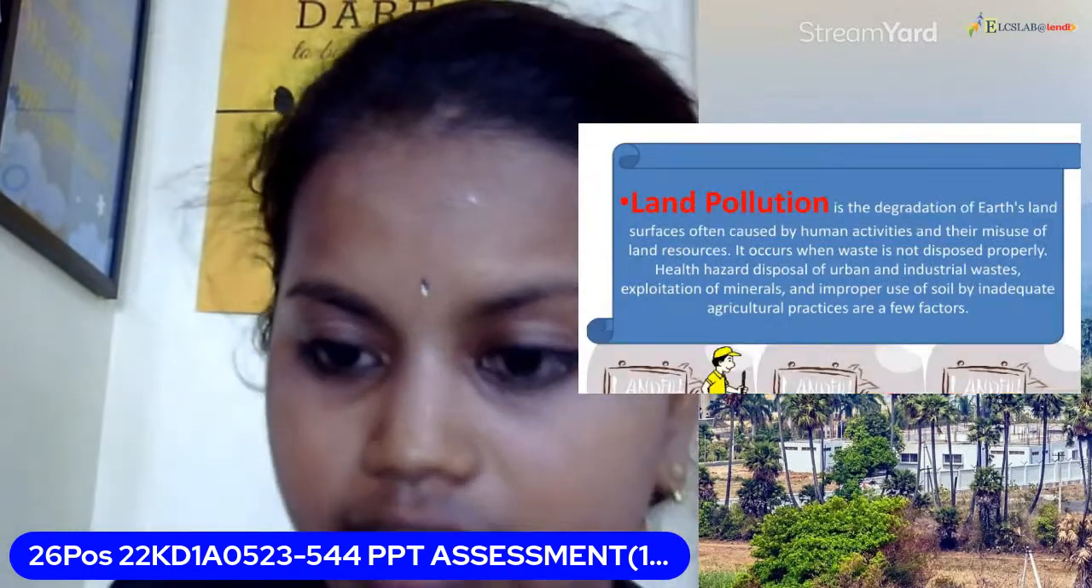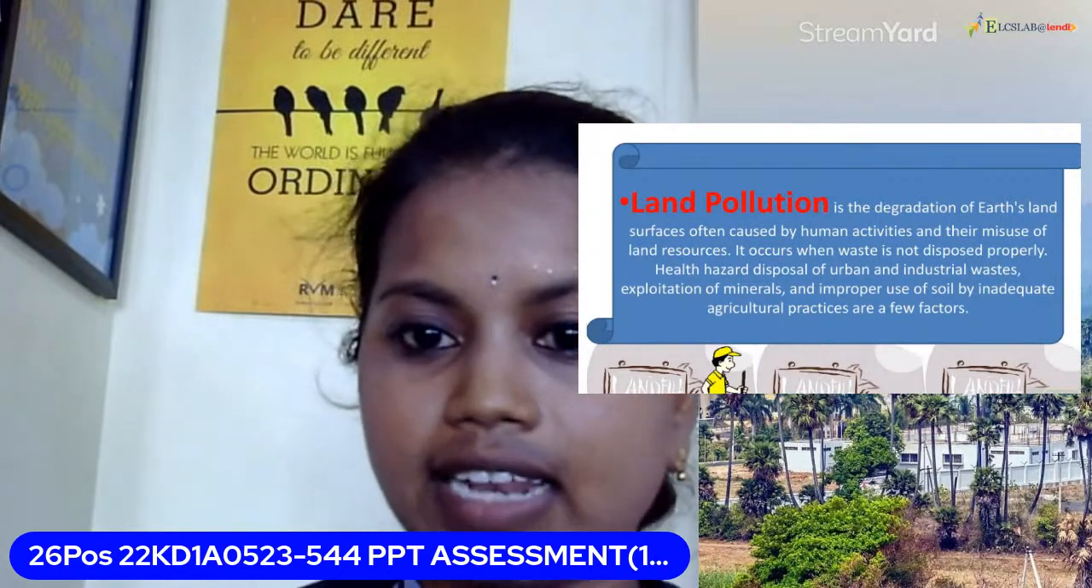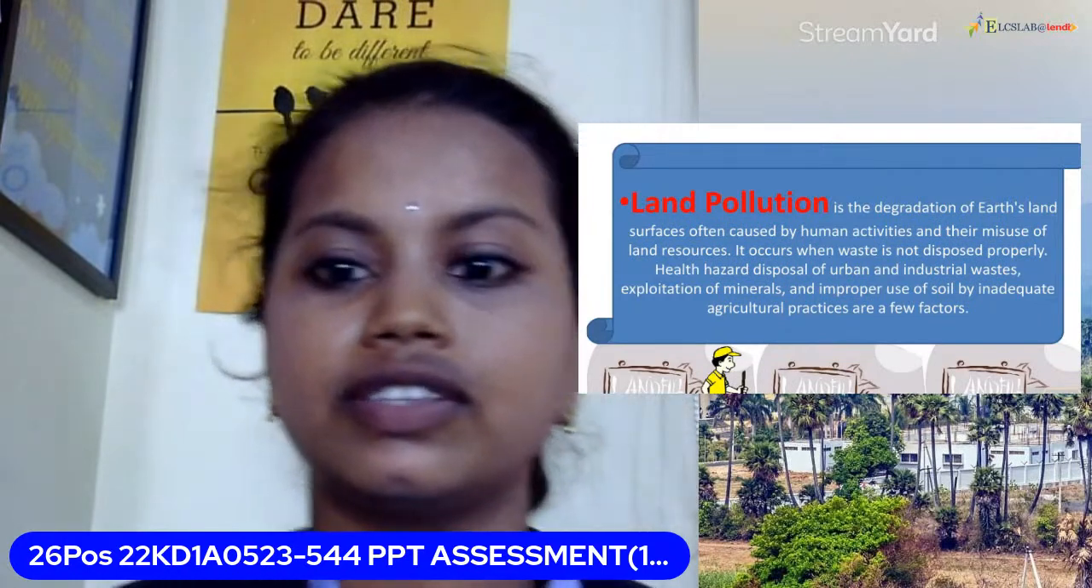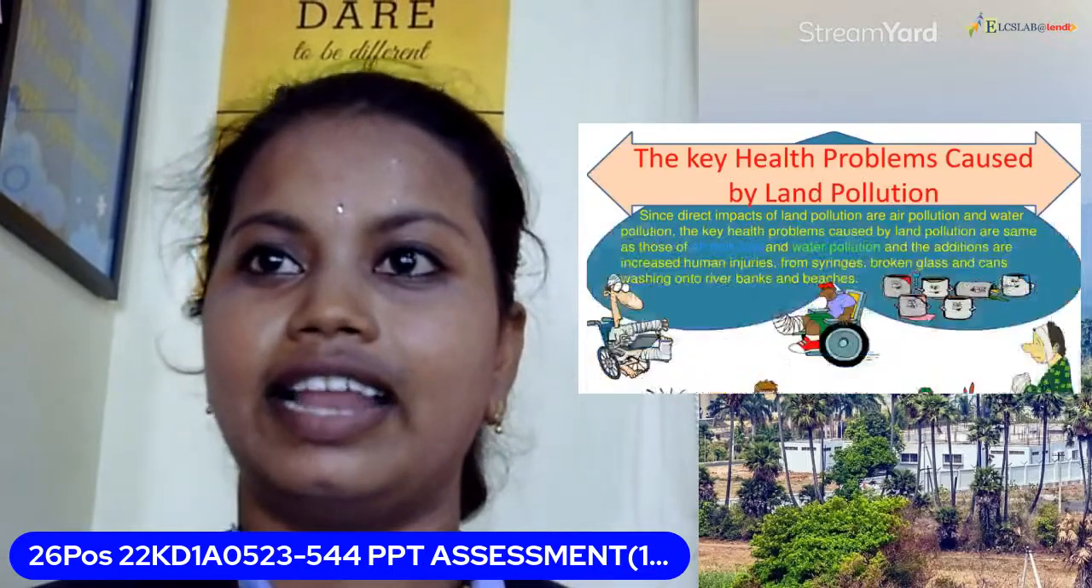And the third one is land pollution. Land pollution is the degradation of Earth's land surfaces, often caused by human activities and their misuse of land resources. Any queries?